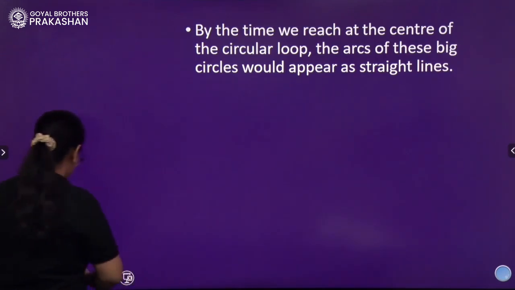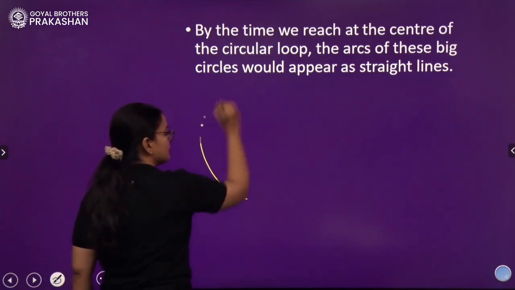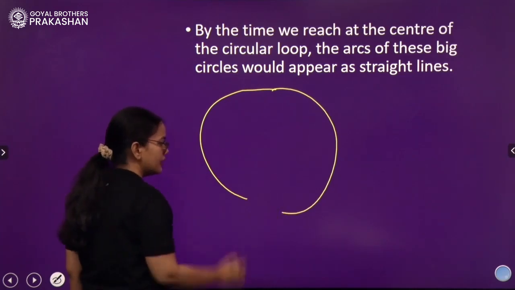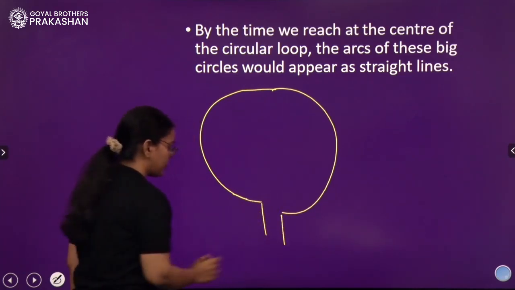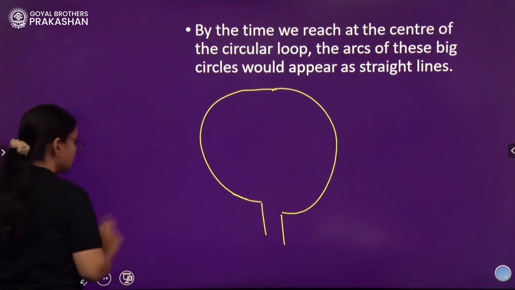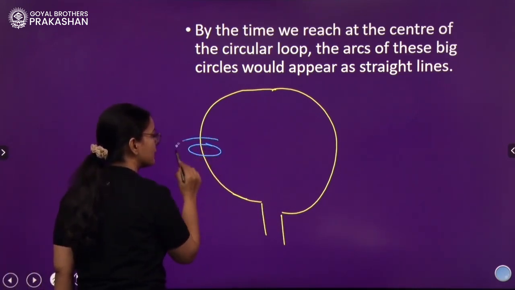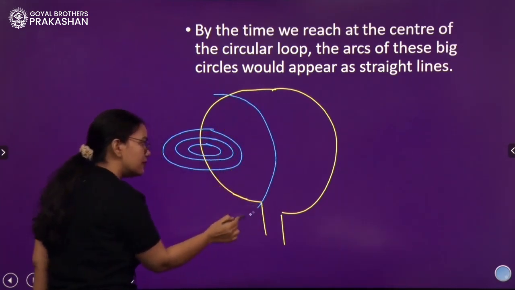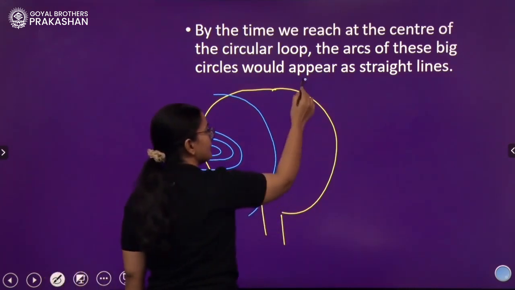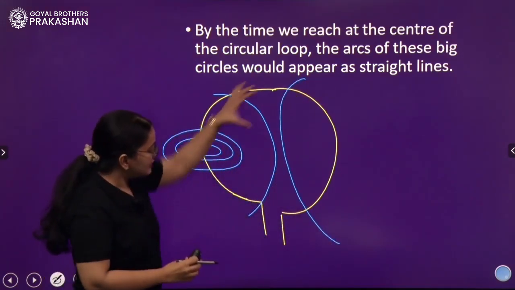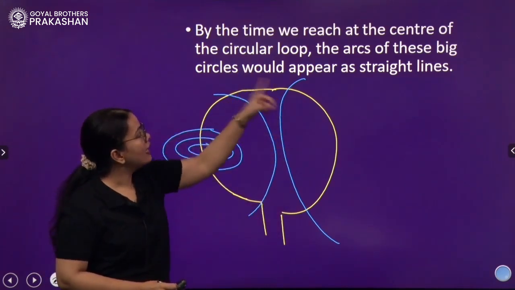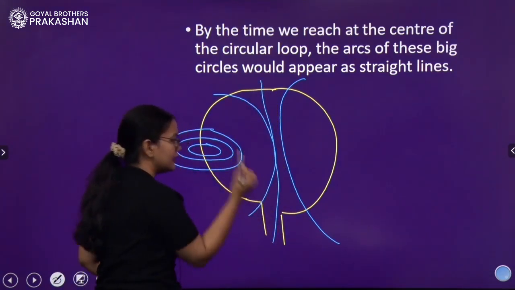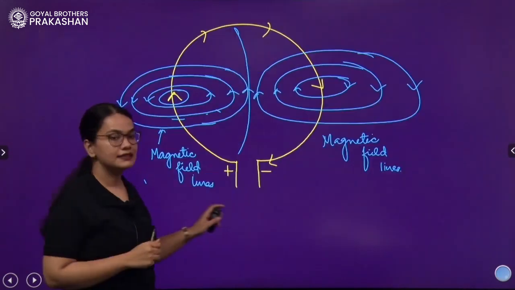See, what is the meaning of this? This was my circular loop, right? The magnetic field lines were like concentric circles, right? Now, in the center, the circle will be somewhat like this. For this, it would be somewhat like this. So, at the center, what is happening? The arcs of this big circle would appear as a straight line. Look, they are almost like a straight line in the center of the circle. Okay, this is the diagram.